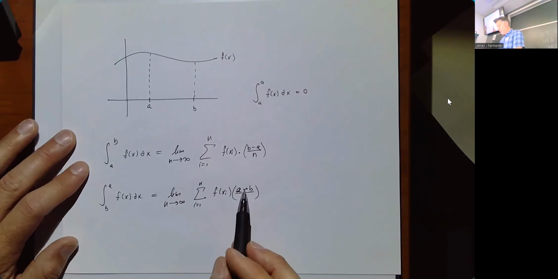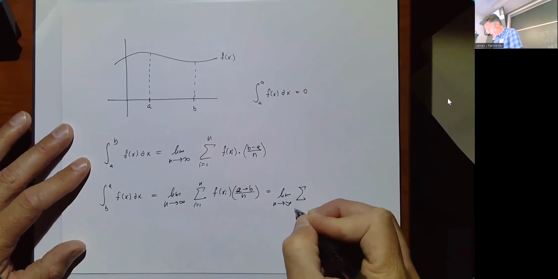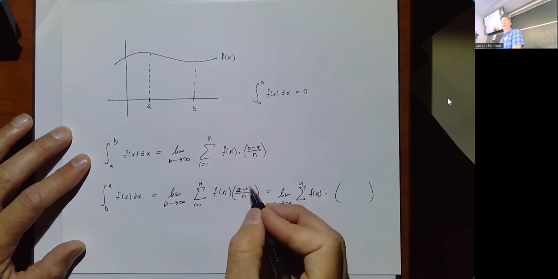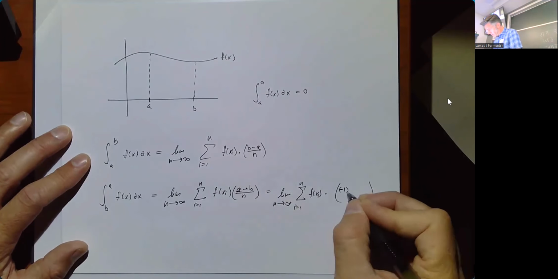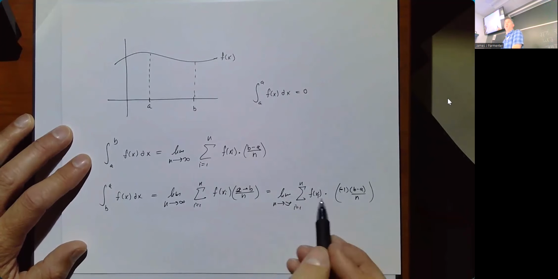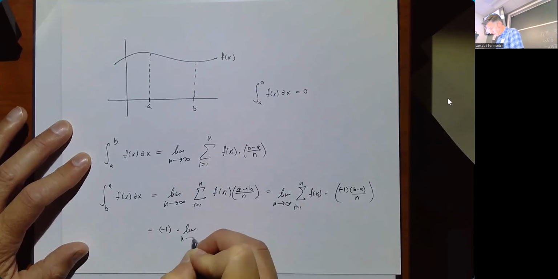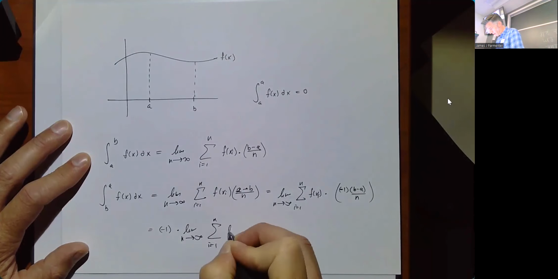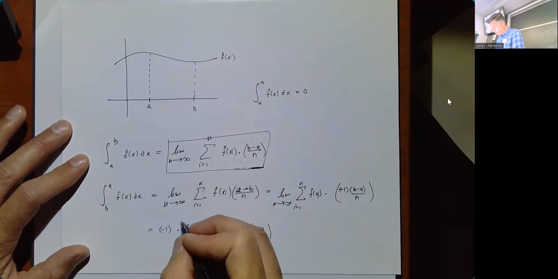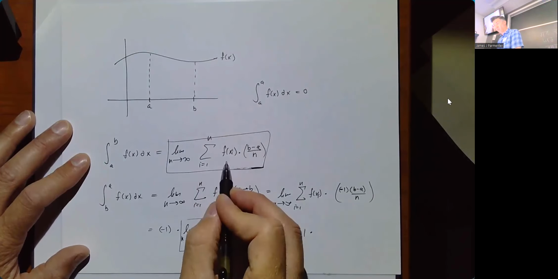In fact, look, I can rewrite this as the limit as n goes to infinity of the sum from i equals 1 to n of f of x sub i times, if I factor out a -1 from the top, a -1 times b minus a over n. But then I can pull that -1 all the way out in front of this entire thing. This is really equal to -1 times the limit as n goes to infinity of the sum from i equals 1 to n of f of x sub i times b minus a over n. But look, that's exactly that. And so this is equal to -1 times that, which is equal to that.